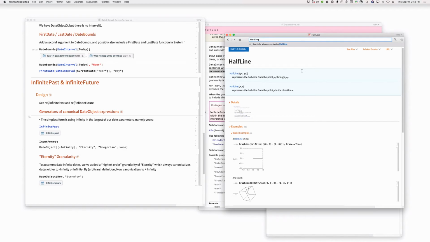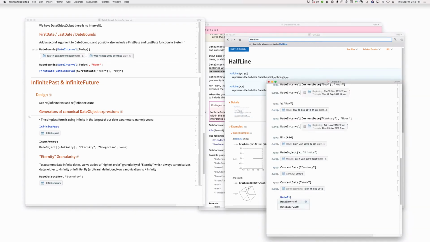Yes, I understand. But my question here is, do we actually want an infinite future, or an interval from now until the infinite future? Or is that best represented as just a date interval from now, comma, infinite future? Right. I would separate the point infinite future and infinite past from the interval which goes from some point to infinite future. Fair enough. So what you're saying is now to infinite future. Exactly.